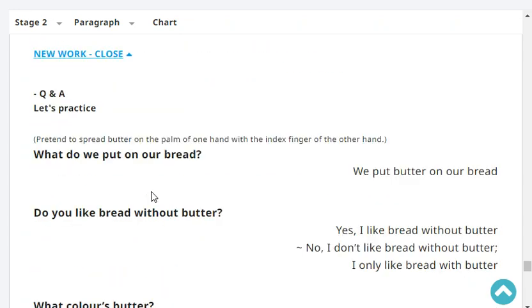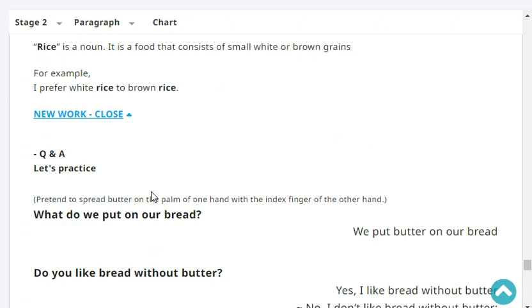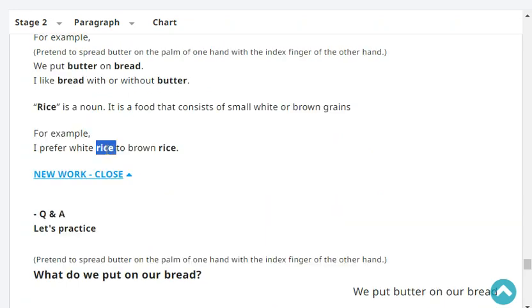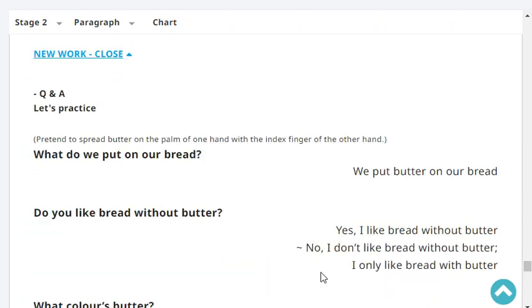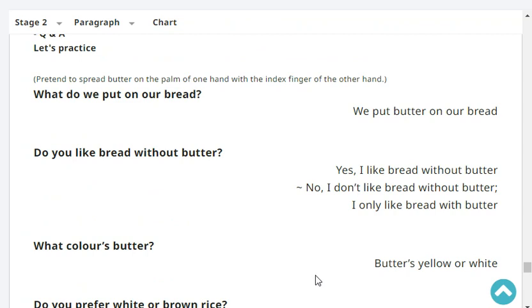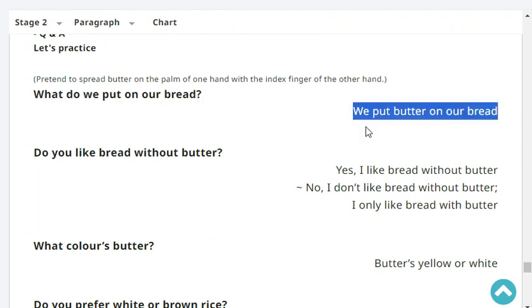Let's practice. What do we put on our bread? We put butter on our bread. Very good. Okay. Next. Do you like bread without butter?